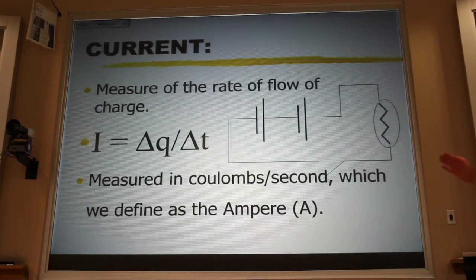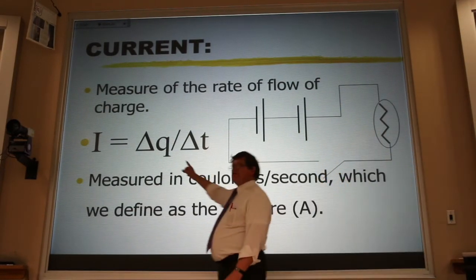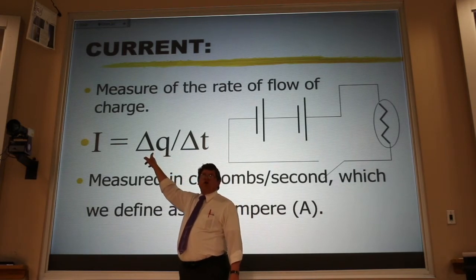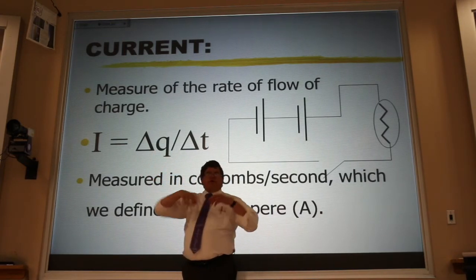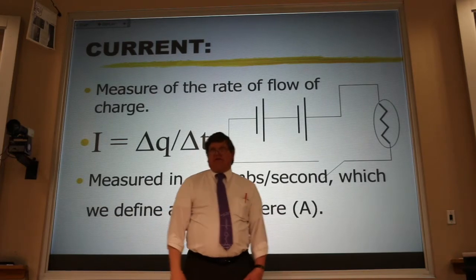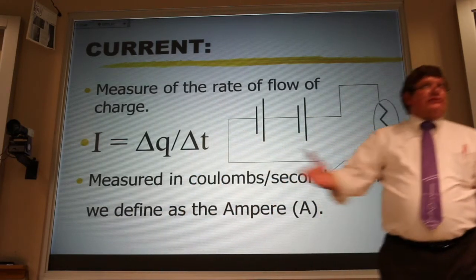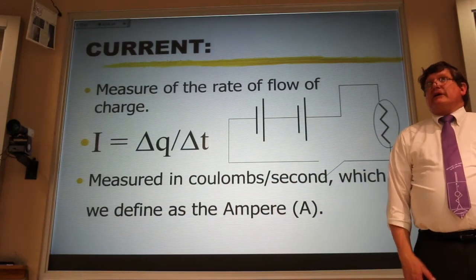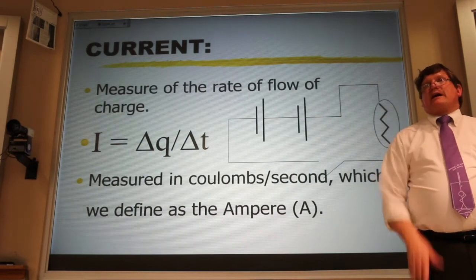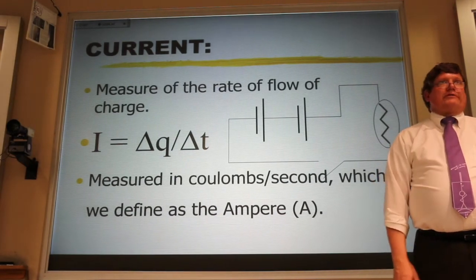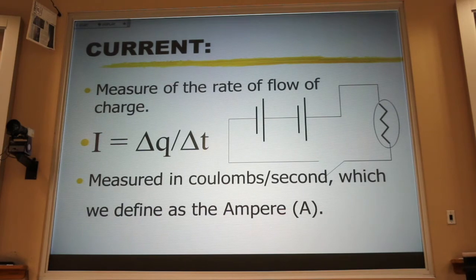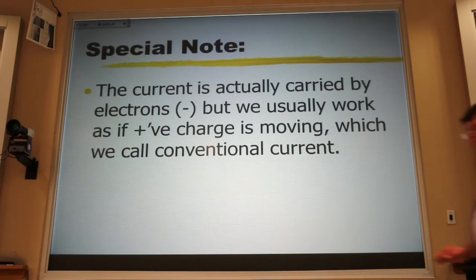But because of that definition, we're stuck with our definition of the coulomb for charge, which is a huge amount of charge. And that's just because that's how much charge goes past that red line in 1 second in a typical household device.